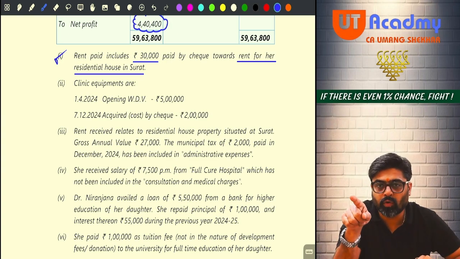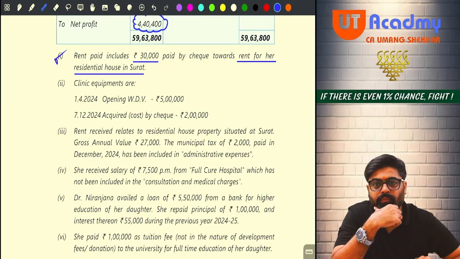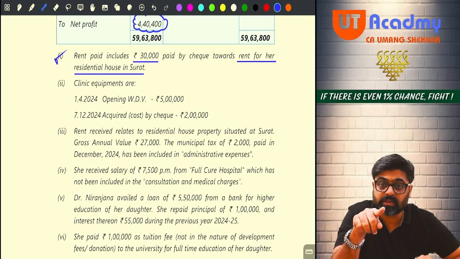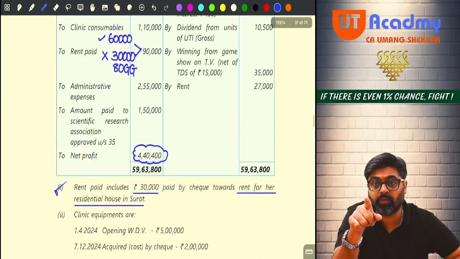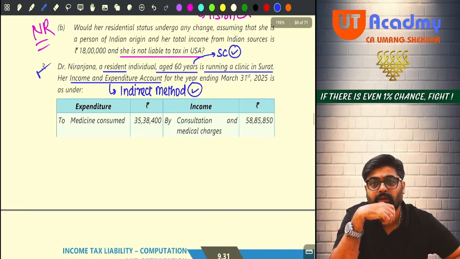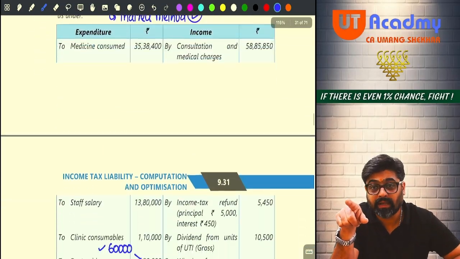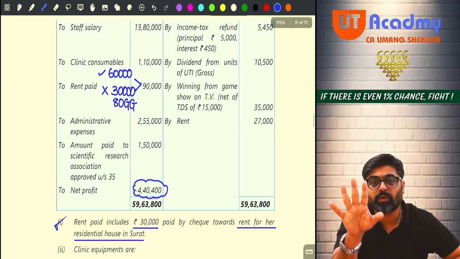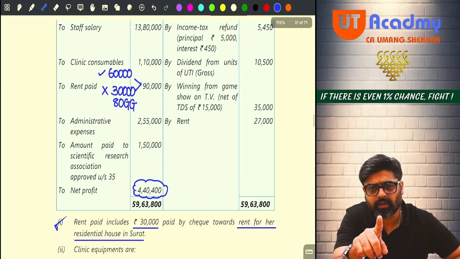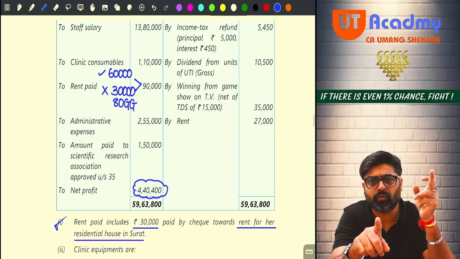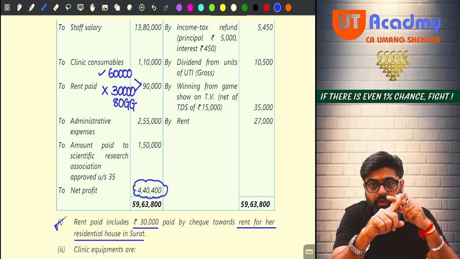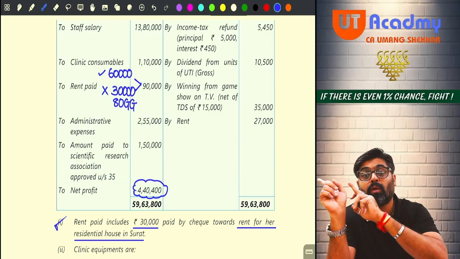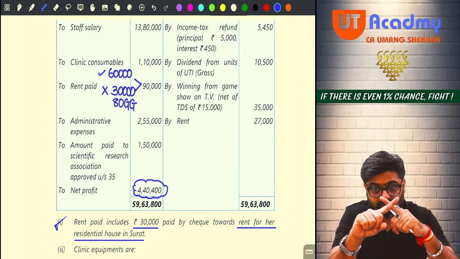They will just give you opening WDV here. And plant and machinery purchased, clinic equipment purchased, they will give you in the expenditure side. Can you see the expenditure side? There in the expenditure side, they will write down clinic equipment purchased. Now tell me, is it a capital expenditure? Yes. Will it be allowed fully under PGBP head? No. It will be added to the block. So it will be disallowed.